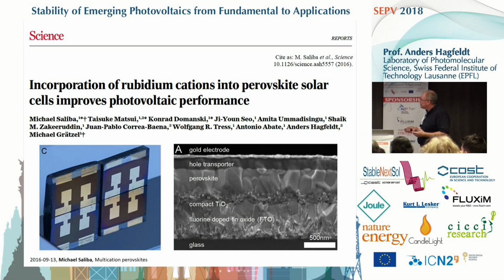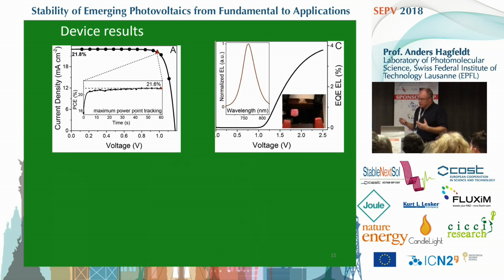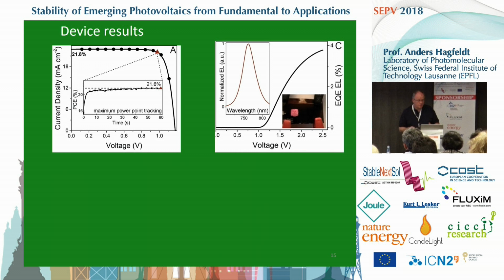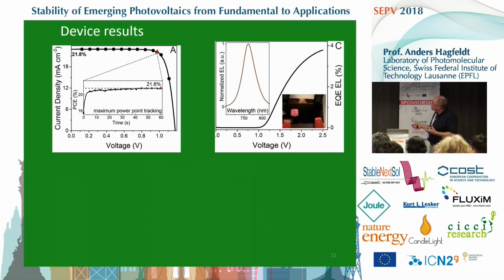Also very nice grains. The device data, we have about 22% here, higher today, but we'll see how far we can go. Also very interesting as a qualitative indicator is to look into the electroluminescence, to run the solar cell in reverse. So a good solar cell is also a good LED. That's how Eli Yablonovitch always talks about it, which is very true, of course. Here we run a solar cell in reverse. This is a red light coming out of the solar cell.